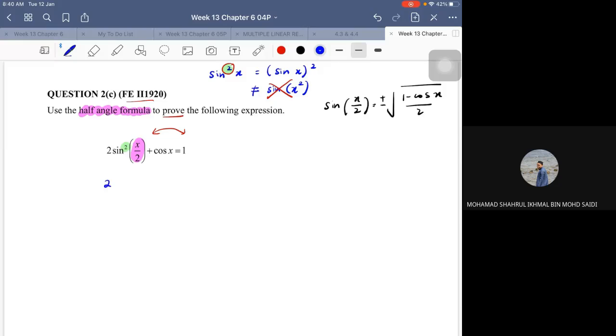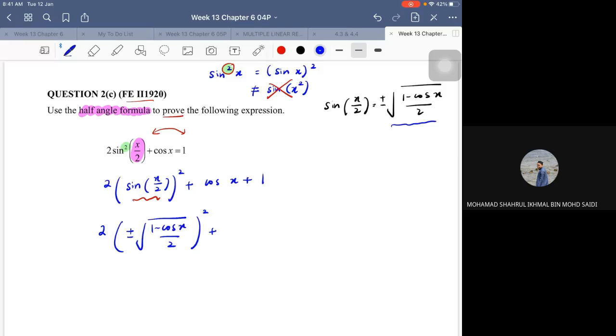So therefore, I'm going to change this form. I can write it as 2, so this is sin x over 2 squared, plus cos of x plus 1. And now I'm going to substitute the half angle property. Because here there is sin x over 2, we substitute. So sin x over 2 is going to be equivalent to this: plus and minus square root of 1 minus cos of x over 2, and this is going to be squared, plus cos of x. Sorry, this part is not there, so it goes only up to here. So I will take the left side, which is more complicated, and I can prove that it is equal to 1.